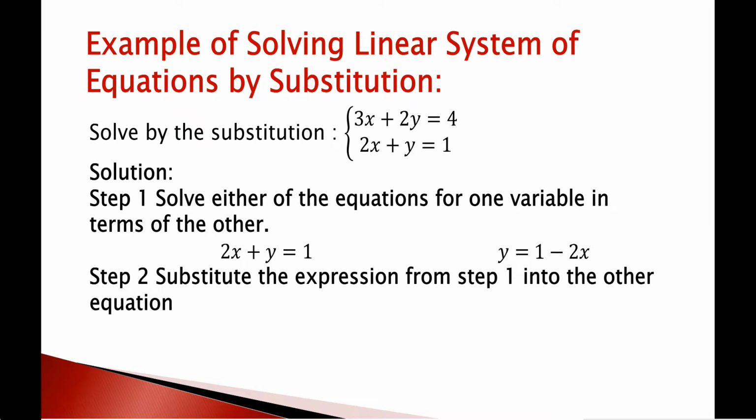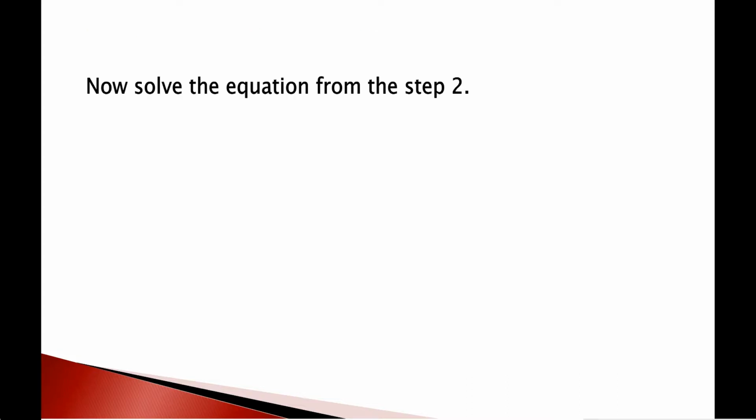In our second step, now we are going to pick the other equation, which is 3x plus 2y equal to 4, and substitute the expression for y which we found in step 1. So let's substitute this. Now we have a single equation in a single variable. So whatever equation we have found in step 2, this is the equation.